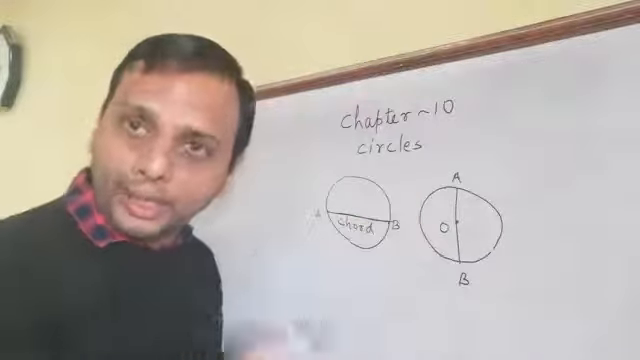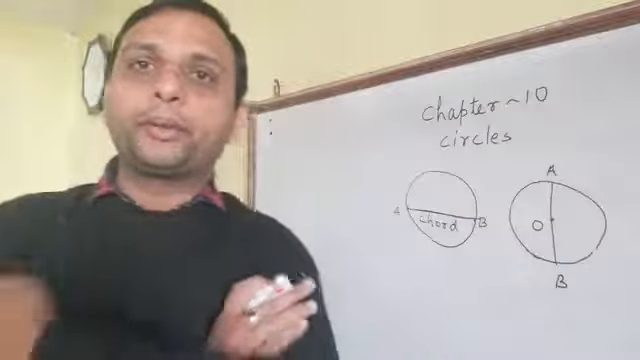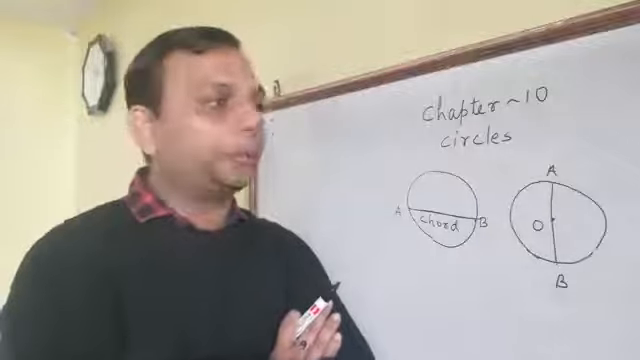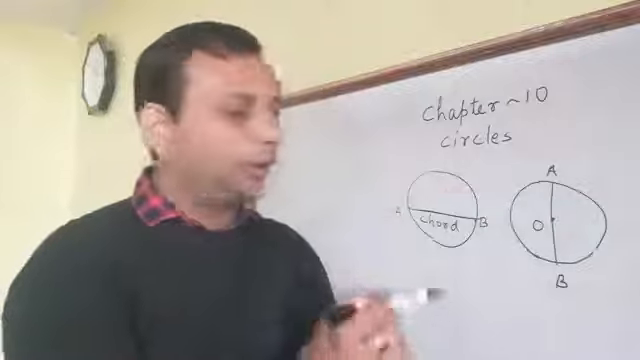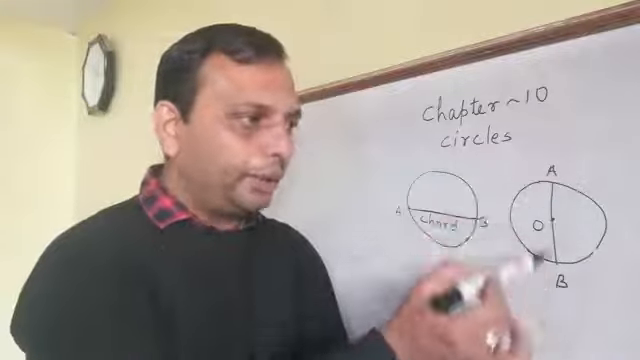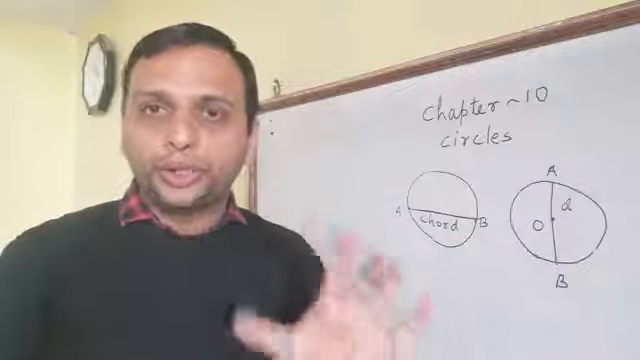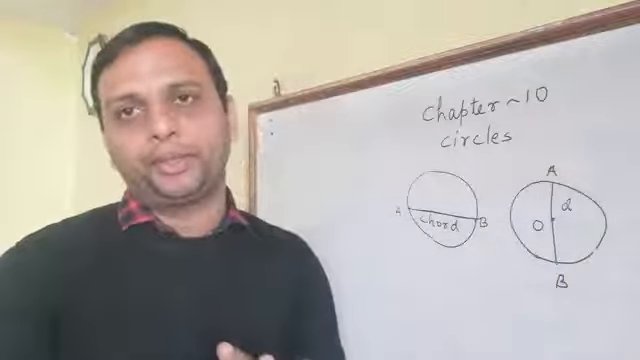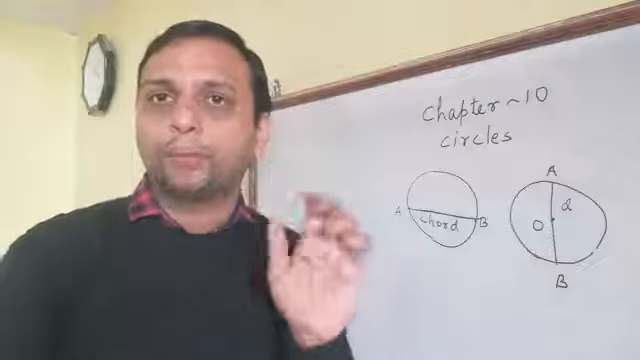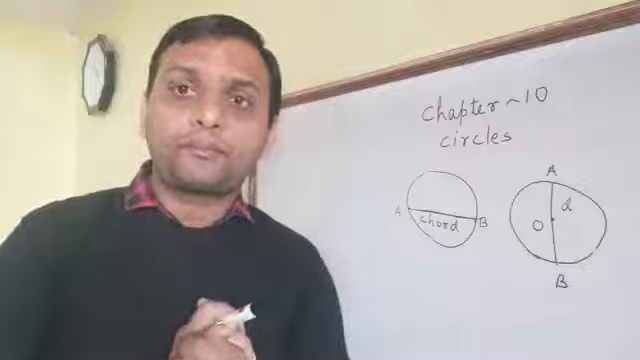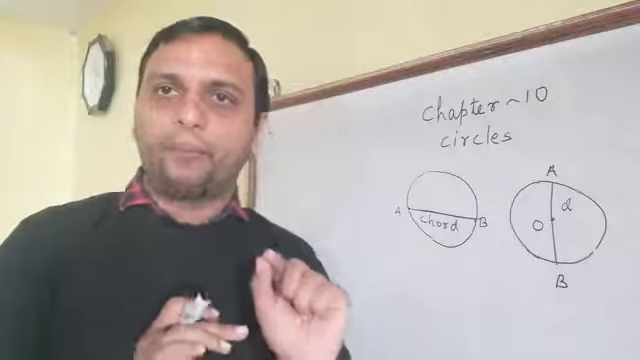So diameters are also chords of the circle, because they also join two different points on the boundary of the circle. So here AB is both a diameter and a chord. The longest chord a circle can have is the diameter.